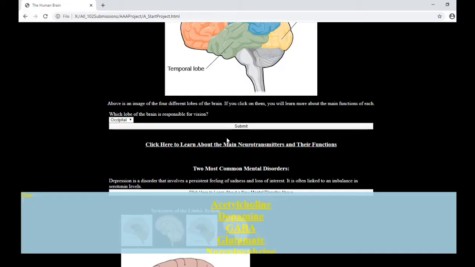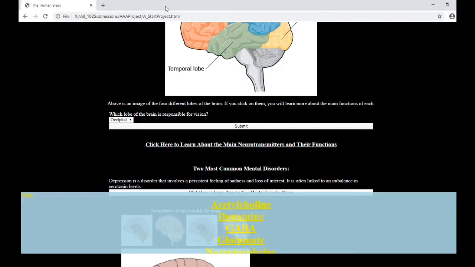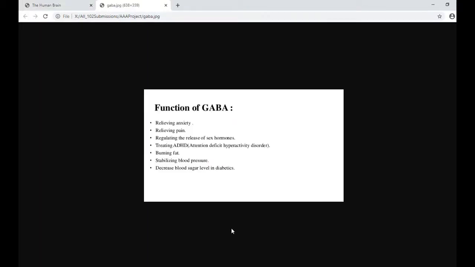Dopamine. It functions in reward, pleasure, motor function, compulsion, and preservation. GABA. This functions for relieving anxiety, relieving pain, regulating the release of sex hormones. Can be used to treat ADHD. It burns fat, stabilizes blood pressure, and decreased blood sugar level for people with diabetes.